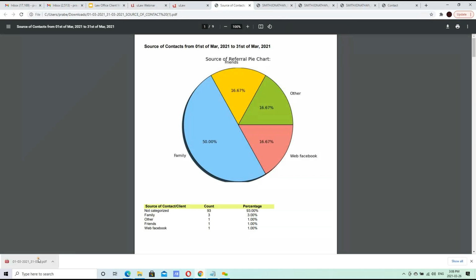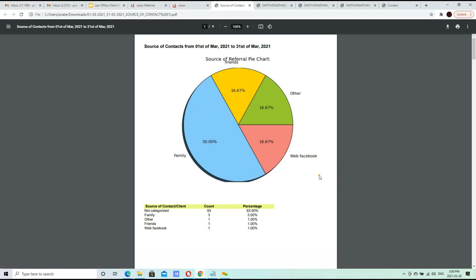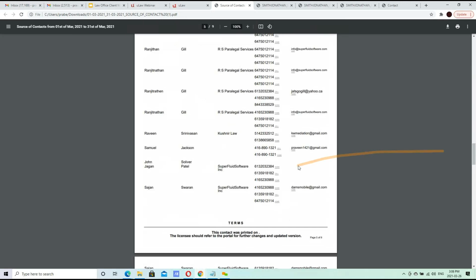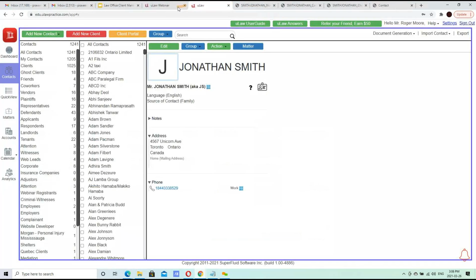So we know for the month of March, 50% of your clients came from family referral, the remaining 16% divided equally between friends, others, and your Facebook. Okay, and you can see there's almost 93 other clients or contacts, and we list them all for you. You can then make quick data updates. You can search up that name, Sajin or Samuel, and then go to their particular contact and update them.